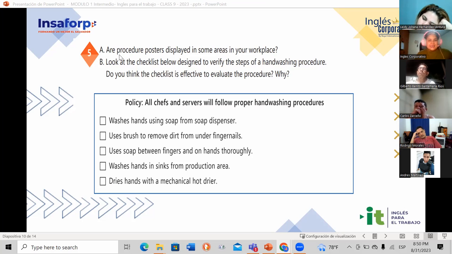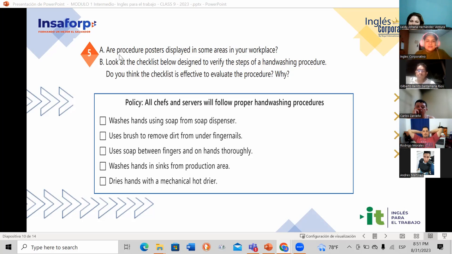Look at the checklist below, designed to verify the steps of the hand washing procedure. Do you think the checklist is effective to evaluate the procedure? Why? It is a policy. It says all chefs and servers, that is for employees in a restaurant, right? Chefs and servers will follow proper hand washing procedures. The list that we have.